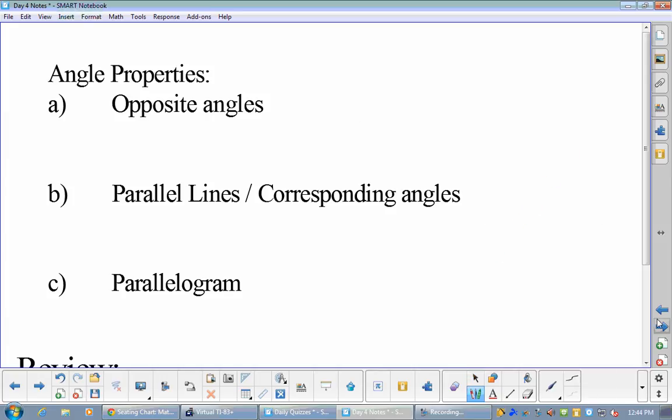Okay, so when you have two lines that intersect, something always occurs. This angle here will always be the same as this angle here. So opposite angles are always equal. If this were angle Y here, this would be angle Y there, because they're opposite each other. And you'll also learn that X and Y together would always equal 180 degrees, because those two angles add up to the line.